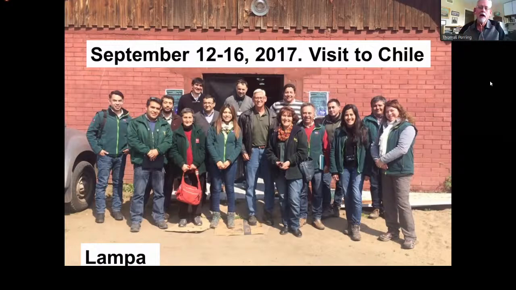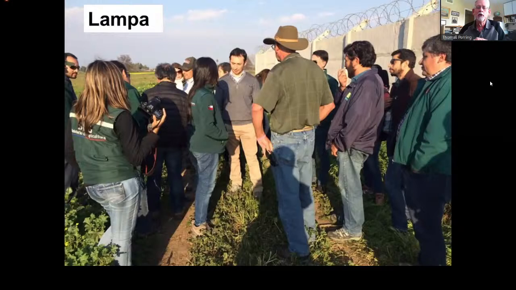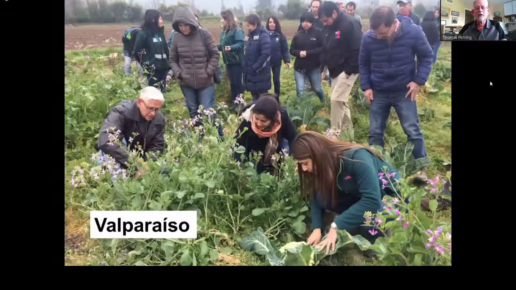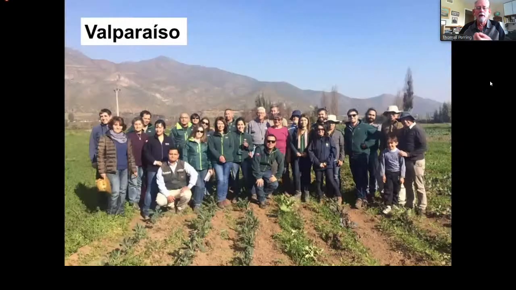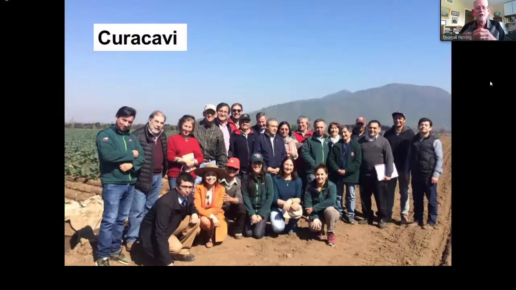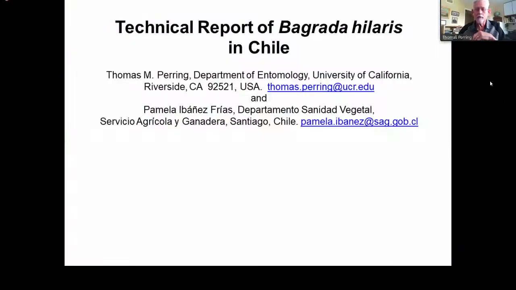We visited Lampa, a couple of places, and spent some time in the field with growers and a lot of the research community, again, many of you who are hopefully watching on this call. We went to Valparaiso, and every place we went, we could find Bagrata in September, moving into the growing season. It's very early in the growing season, still very cold, but there were active Bagrata. And again, I went to Curicó and did more work there and looked at the agricultural situations in each of these regions.